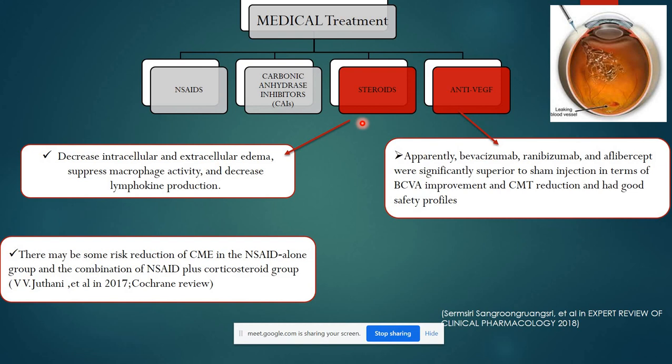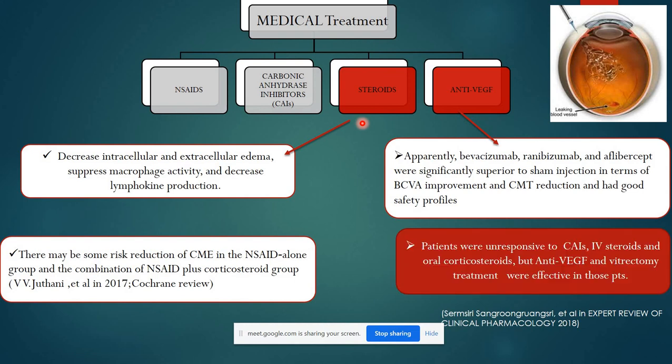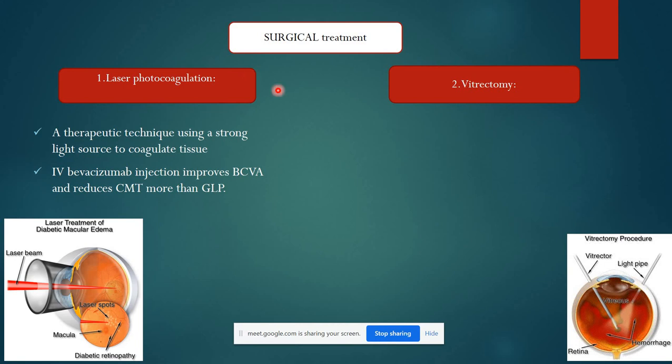We all know the mechanism behind anti-VEGF. It is anti-vascular endothelial growth factor, which is going to reduce the endothelial growth and then further proliferation. Okay, so only when the patient is not responsive to these first two options, we move on to the other two options. Okay, then comes the surgical procedure.